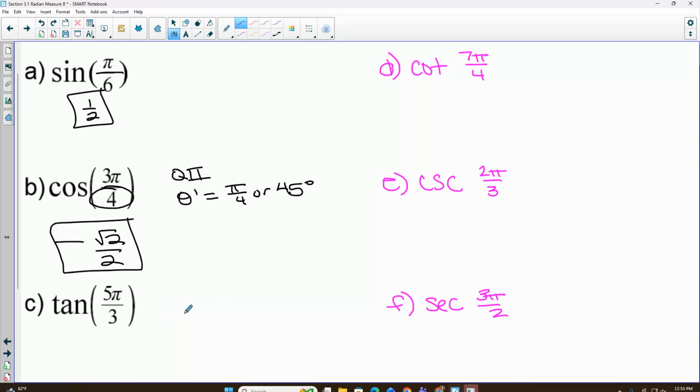Okay. 5 pi over 3. Okay, in the first quadrant, it's just pi over something. In the second quadrant, the top's 1 less. Third quadrant, the top is 1 more. Fourth, double minus 1. What quadrant is this? 4.